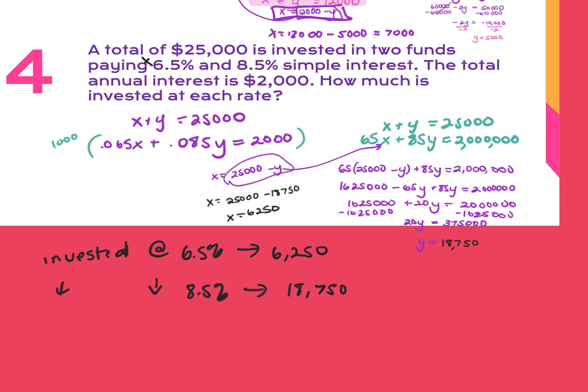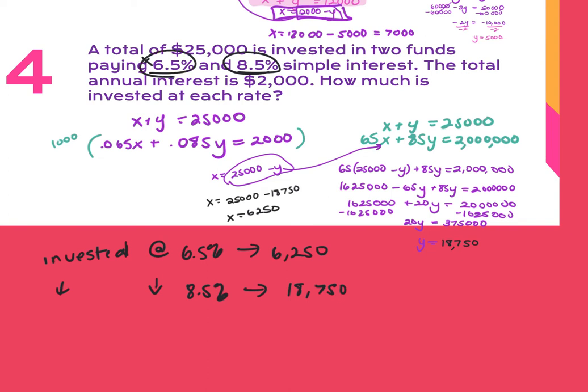It might only ask for one. It might say how much was invested at the 8.5%, or it will use words like higher yielding or lower yielding. So if it says how much was invested at the higher yielding account, higher means the more money you're earning. So that's going to be your 8.5. If it said the lower yielding, then it would be 6.5.